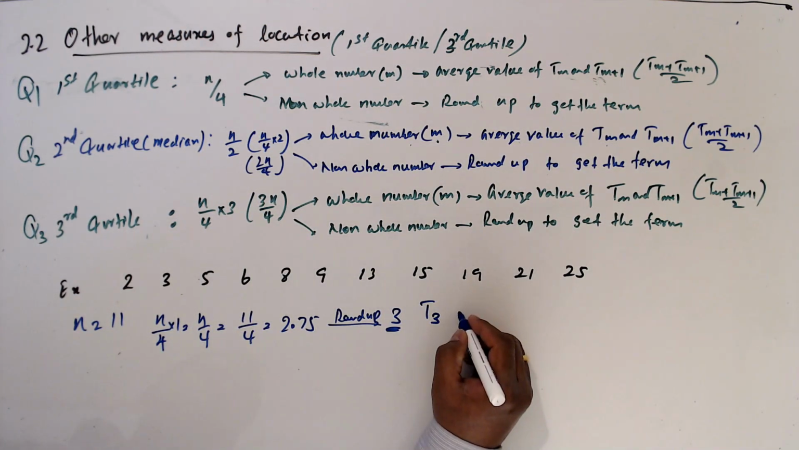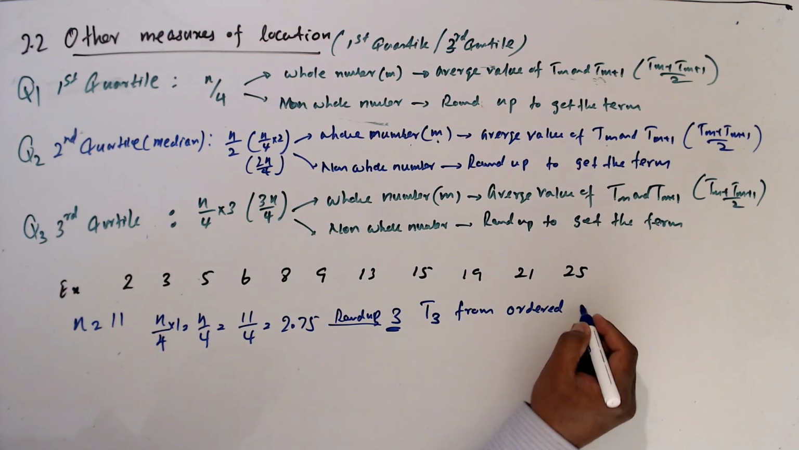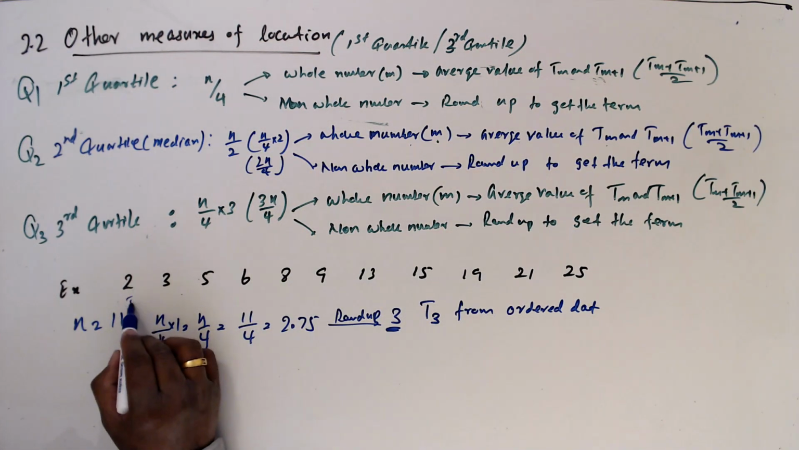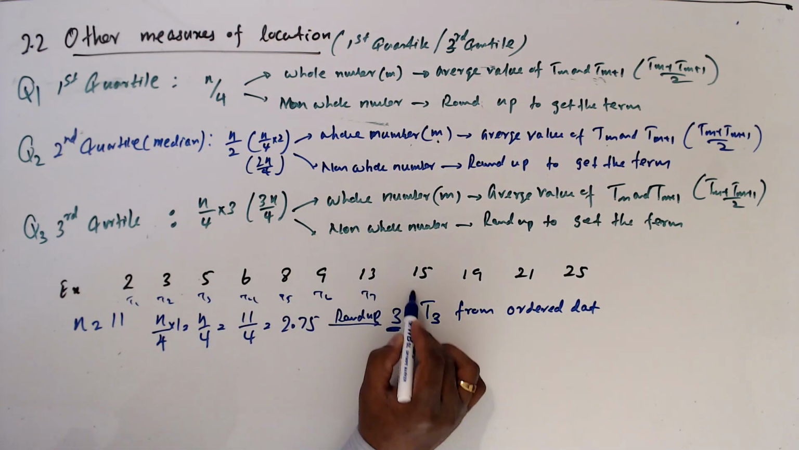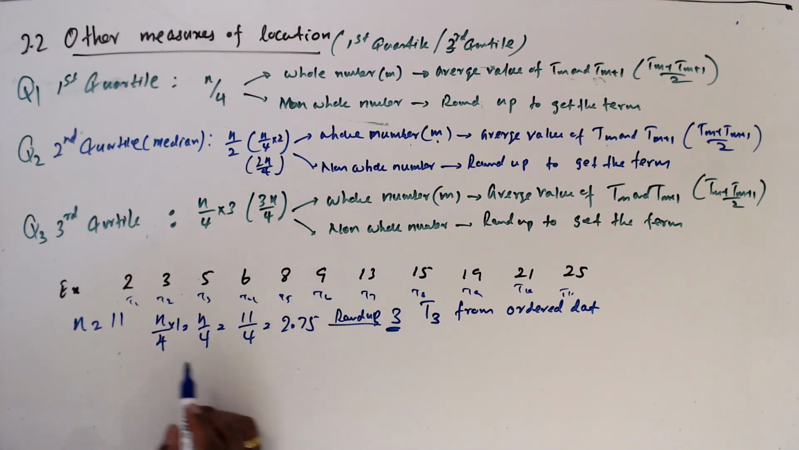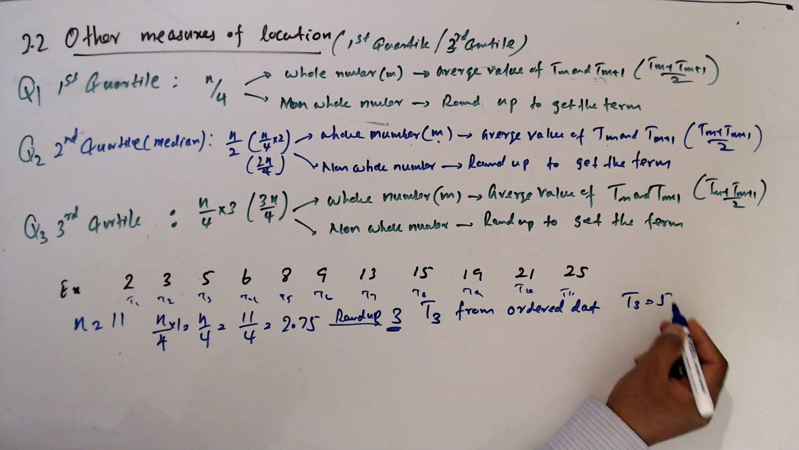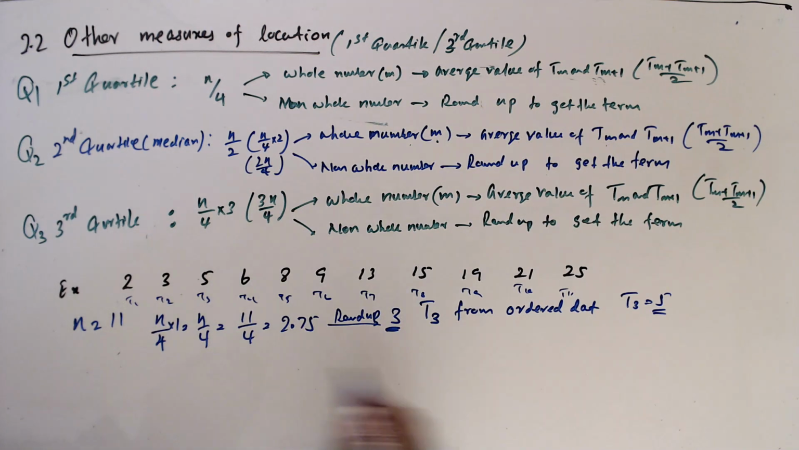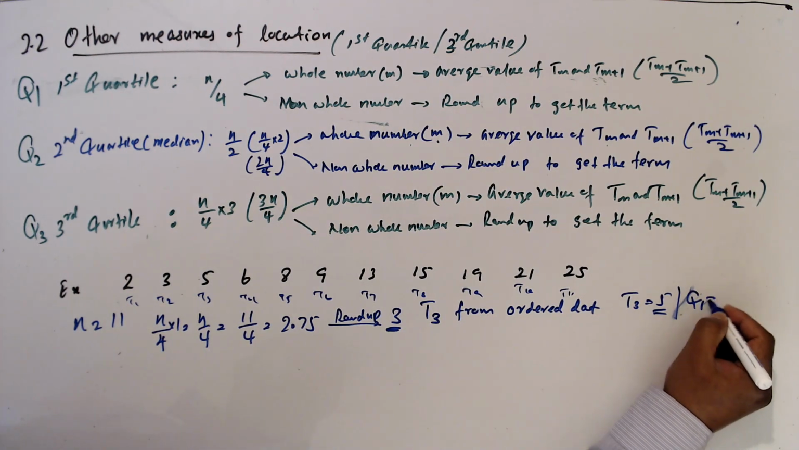So T3 from the ordered data. This data is ordered now. This is term 1, term 2, term 3, term 4, term 5, term 6, term 7, term 8, term 9, term 10, term 11. So what is term 3? 1, 2, 3. So term 3 is 5. So T3 is 5. The first quartile is 5. We write Q1. Q1 is 5.